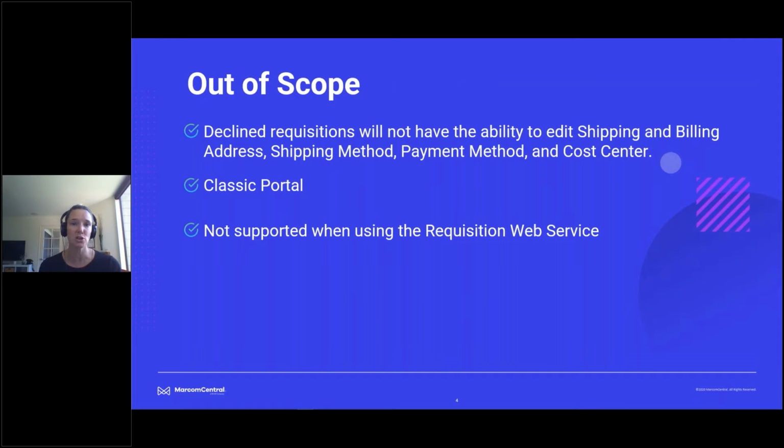Things that are out of scope for the enhanced approval process. Declined requisitions will not have the ability to edit shipping or billing address, shipping methods, payment methods, or cost centers. It is out of scope for the classic portal. This is a new portal option only, and it's not supported when using the requisition web service. I'm not 100% sure what that is. If that's something that you use or you're curious, you can talk to your onboarding specialist about that.